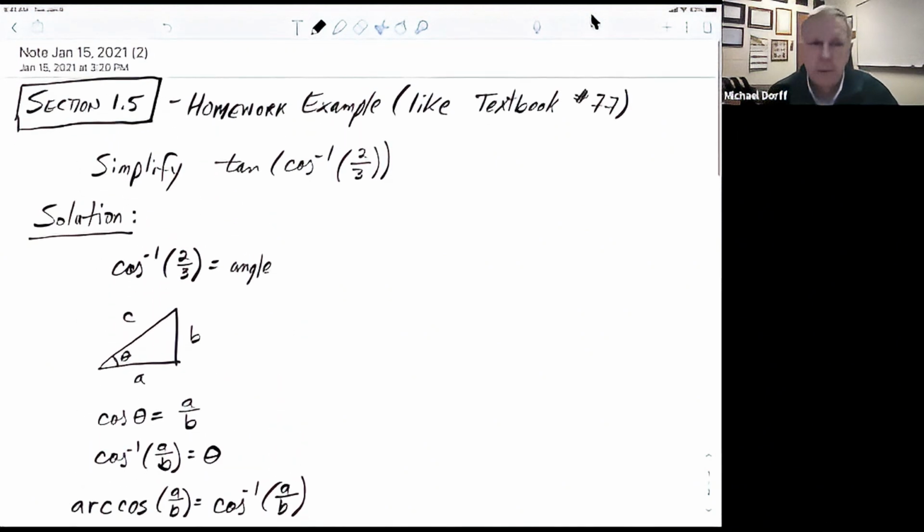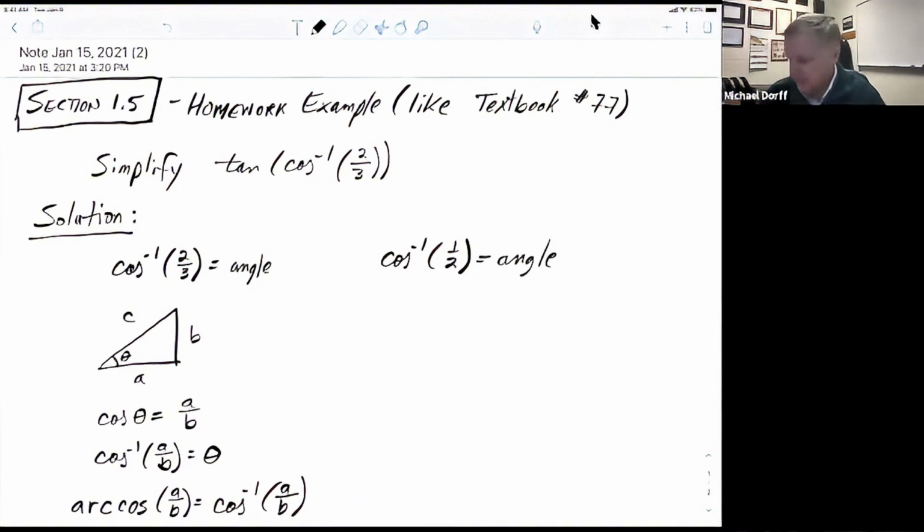So in this problem, we have the tangent, and then we have the inverse cosine of 2/3. So the inverse cosine should be an angle. Now, if the inverse cosine is something that we already know, then we can use that fact. For example, what's the inverse cosine of 1/2? Well, it's going to be an angle. It's going to equal an angle.